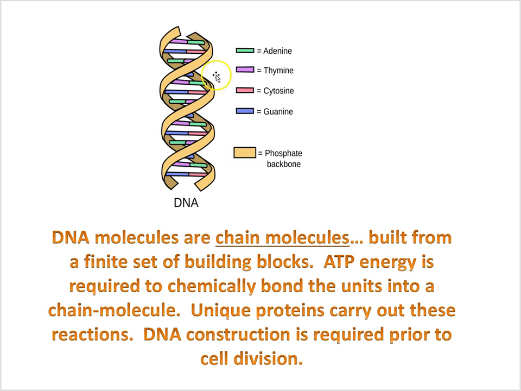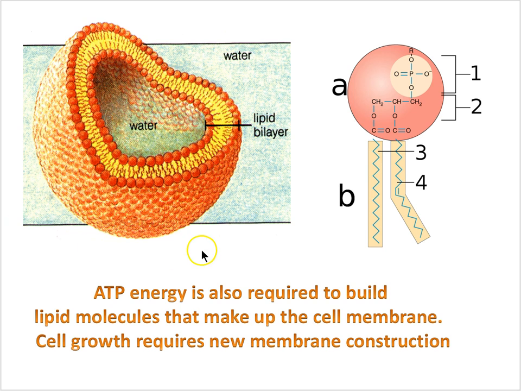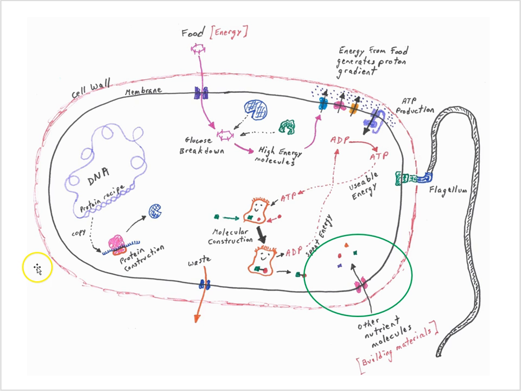So a cell is going to have to construct new DNA if it's going to go on to reproduce. ATP energy is also required to build lipid molecules that make up the cell membrane. You'll recall lipid molecules have a head and then a fatty tail here, and the cell will have to build new lipid molecules if it's going to grow. The raw materials for this construction often come in the form of nutrient molecules imported into the cell. So we can think of food as a source of energy and building materials.